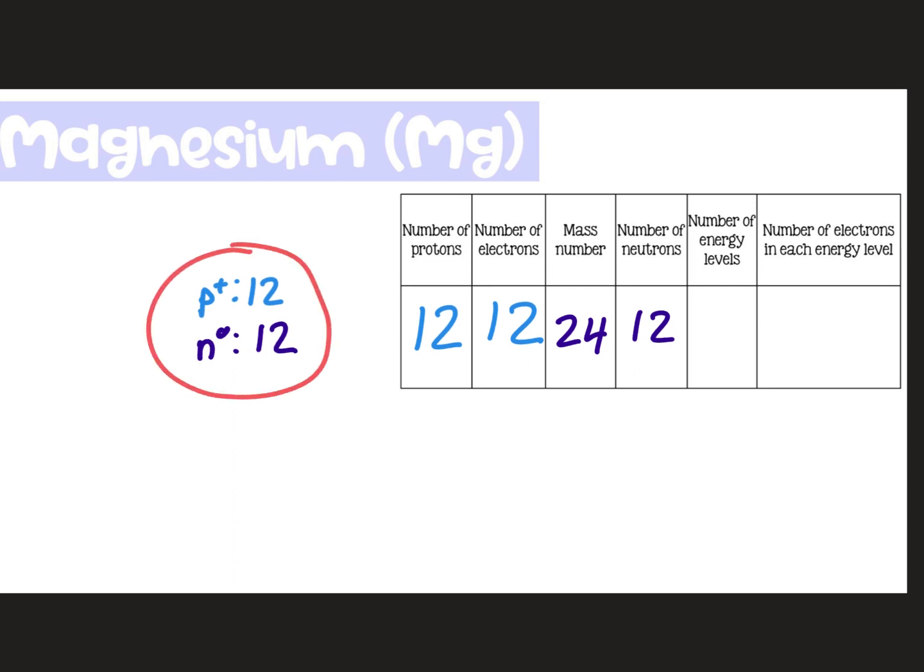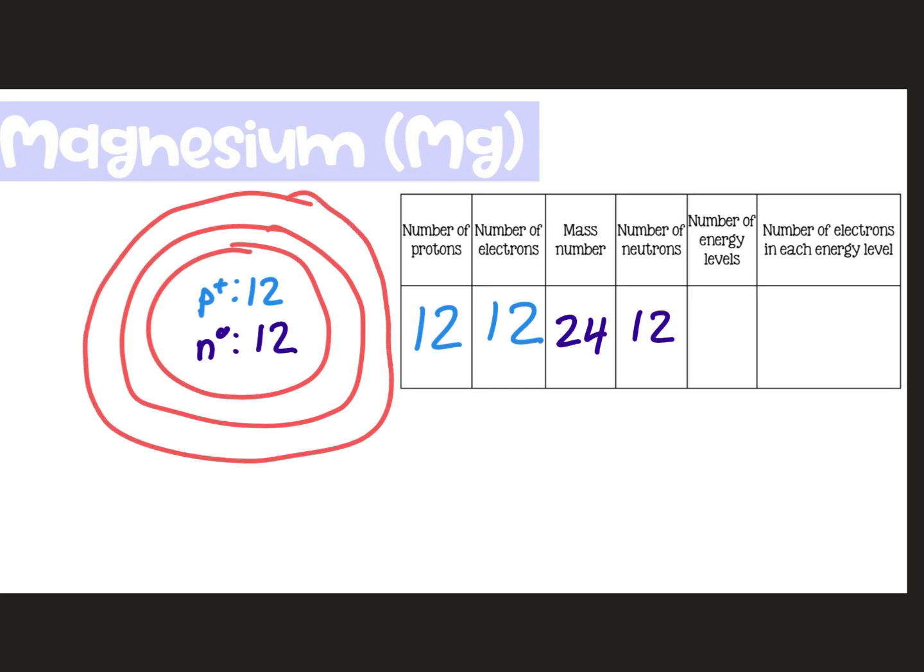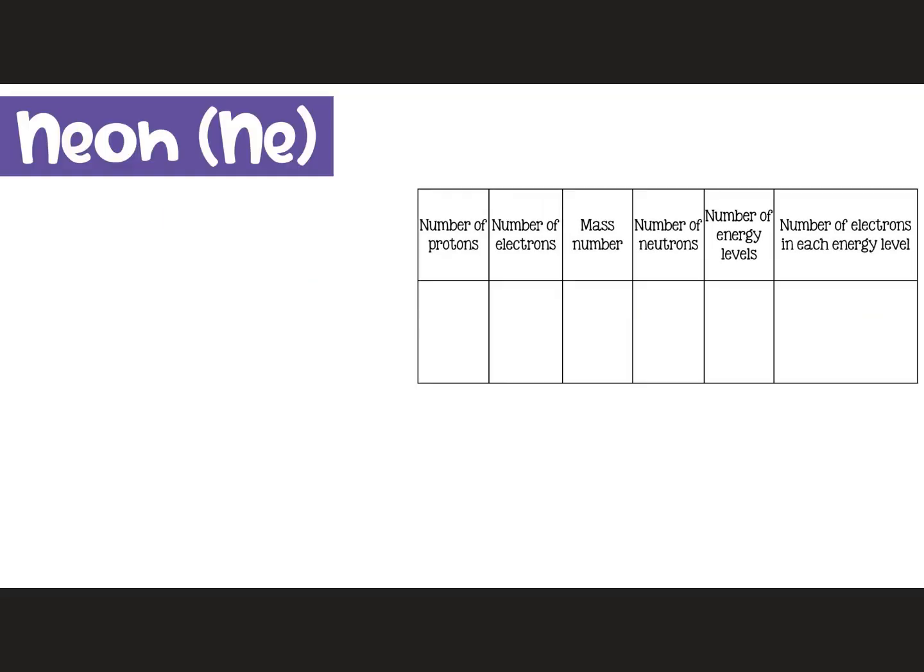Now let's determine the number of energy levels. Since magnesium is in the third row of the periodic table, it has 3 energy levels. Each of these energy levels will have a different number of electrons. So 2 in the first shell, 8 in the second, and up to 8 in the third. However, we only need 2 of these. So magnesium has 2 valence electrons.